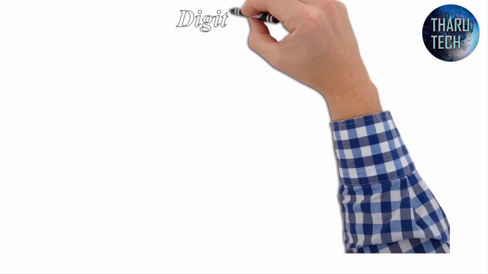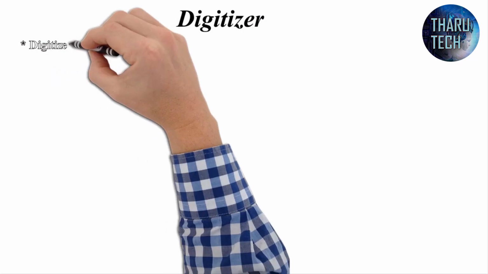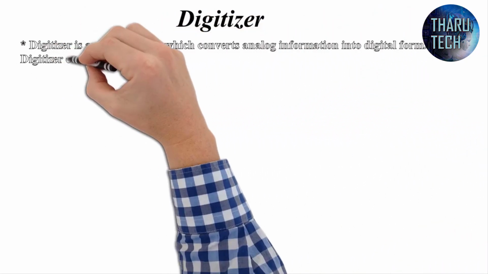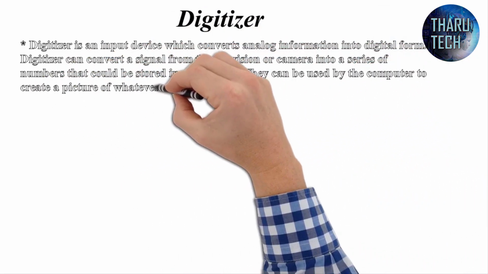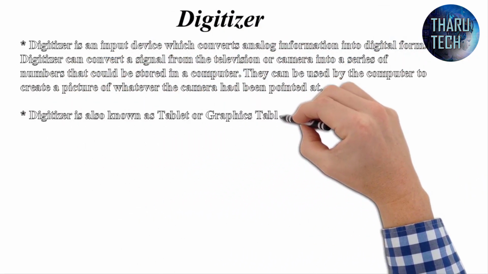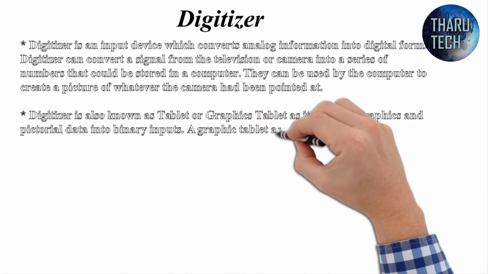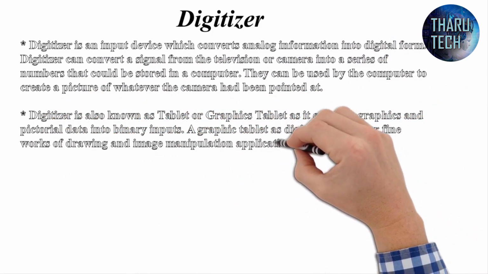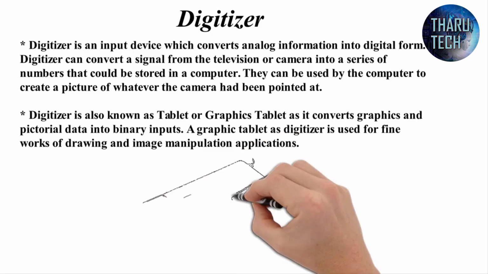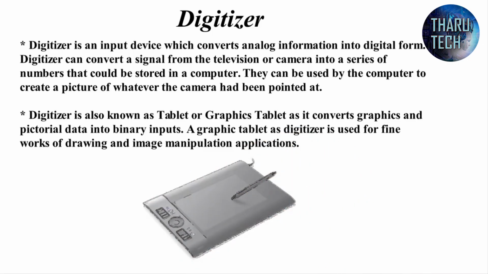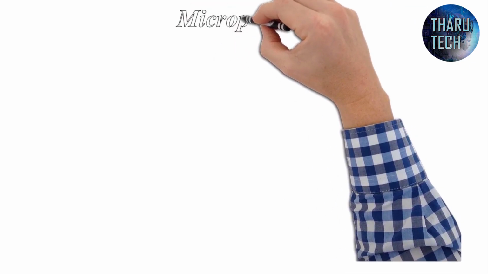Digitizer. Digitizer is an input device which converts analog information into digital form. Digitizer can convert a signal from the television or camera into a series of numbers that could be stored in a computer. They can be used by the computer to create a picture of whatever the camera had been pointed at. Digitizer is also known as tablet or graphics tablet, as it converts graphics and pictorial data into binary inputs. A graphic tablet as digitizer is used for fine works of drawing and image manipulation applications.